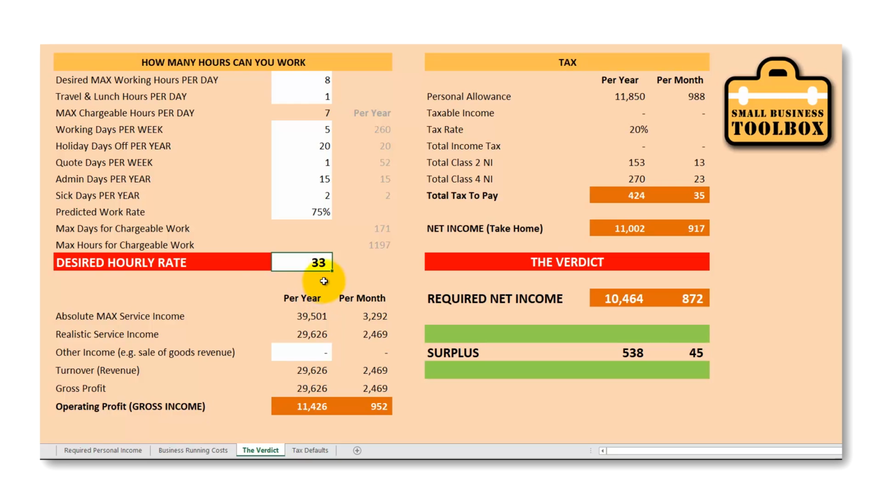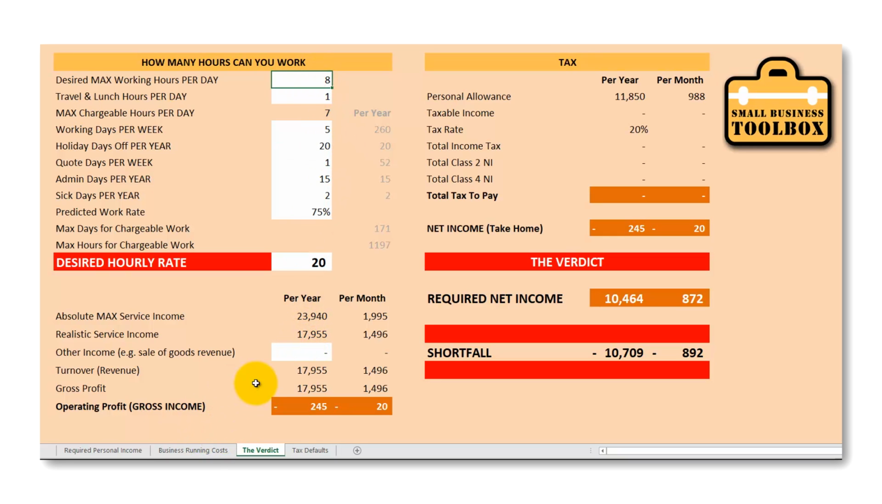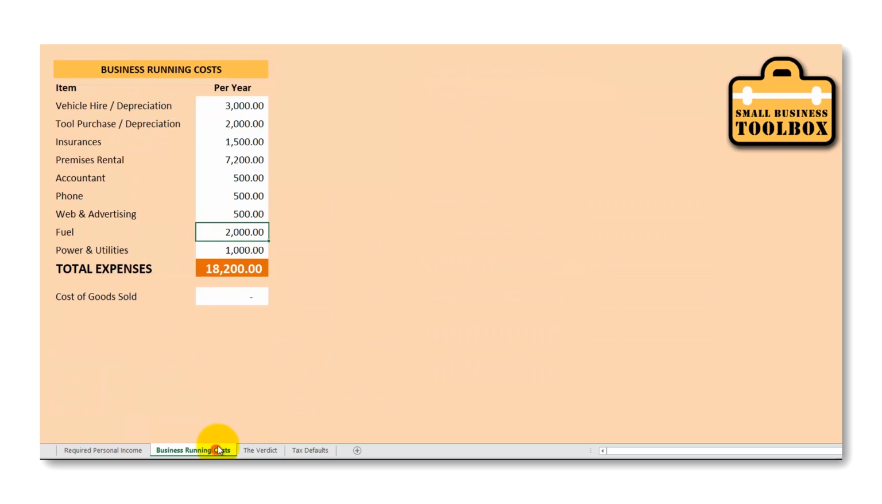Hopefully, it's sinking in why, if you're charging £10 an hour or £20 an hour, it's just not going to work. Unless you're running a business that has very, very few overheads. Okay, let's think of a business that does have really low overheads. Off the top of my head, a decorating business. Okay, you don't need to have a workshop.